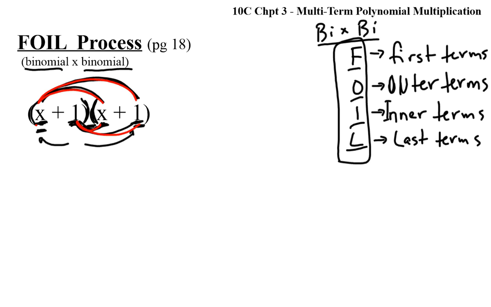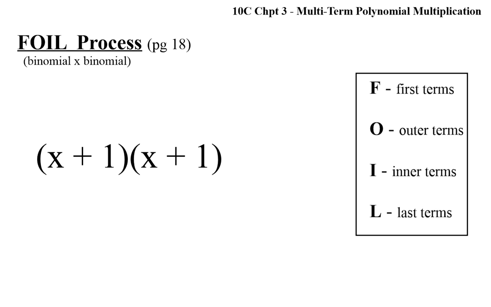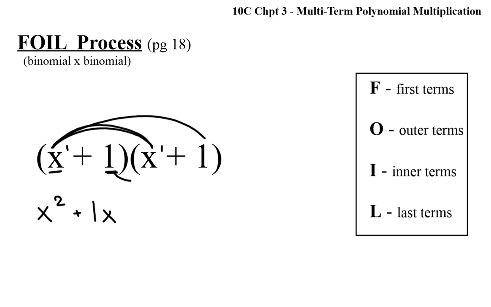The other thing is the term has to distribute to each term in the other polynomial. So if we take a look at that, first, outer, inner, last. First terms, x has to multiply by both terms. X times x is x squared. X times 1 is 1x. Then the second term in that binomial has to multiply. The inner terms, 1 times x is a 1x. And the last terms, 1 times 1 is a positive 1.